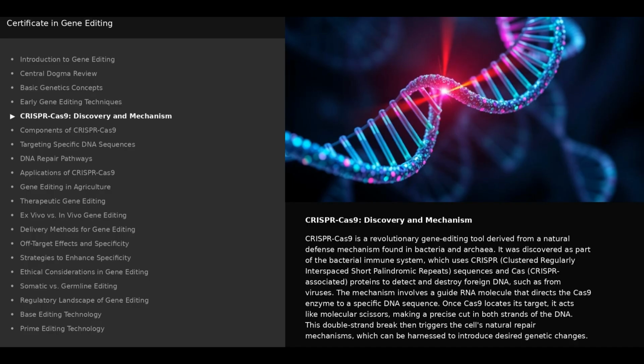The mechanism involves a guide RNA molecule that directs the Cas9 enzyme to a specific DNA sequence. Once Cas9 locates its target, it acts like molecular scissors, making a precise cut in both strands of the DNA. This double-strand break then triggers the cell's natural repair mechanisms, which can be harnessed to introduce desired genetic changes. The simplicity and efficiency of CRISPR-Cas9 quickly propelled it to the forefront of gene editing research. Its discovery transformed the landscape of genetic engineering, making targeted DNA modification more accessible than ever before.